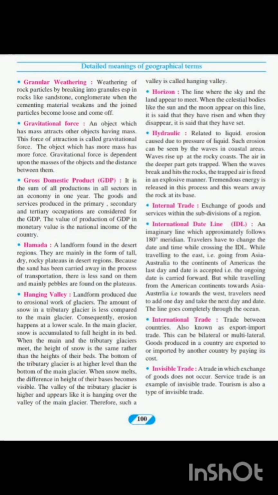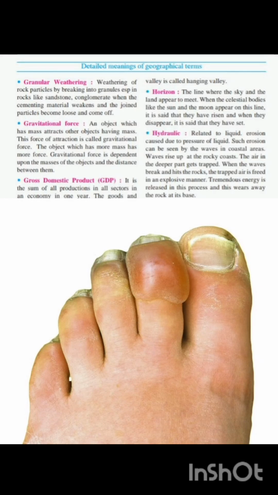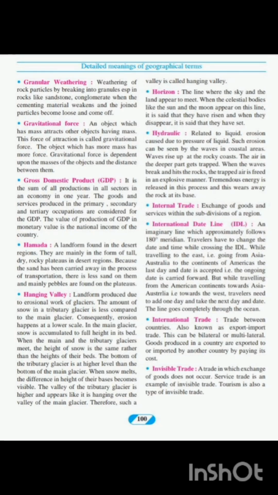Gravitational force: an object which has mass attracts other objects having mass. This force of attraction is called gravitational force. The object which has more mass has more force. Gravitational force is dependent upon the masses of the objects and the distance between them.